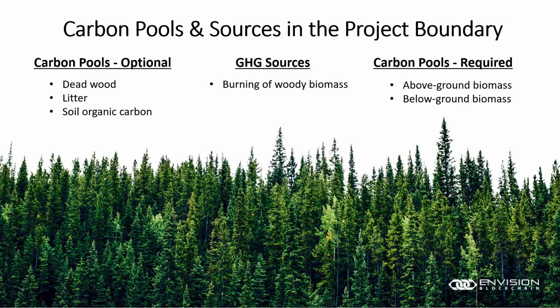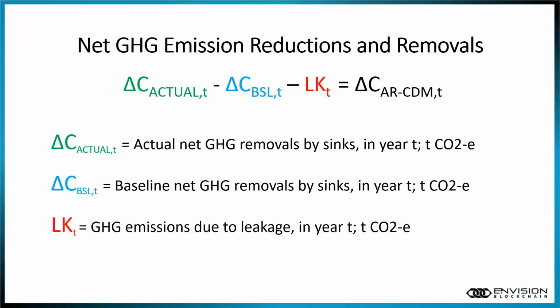It's important to note, though, that one of the GHG sources explicitly addressed in this methodology is the burning of woody biomass. And this source of greenhouse gas emissions is taken into account to assess the net carbon impact of the project. And as mentioned in the previous slide, the ACM3 methodology considers carbon pools and GHG sources to assess the net carbon impact of the project.